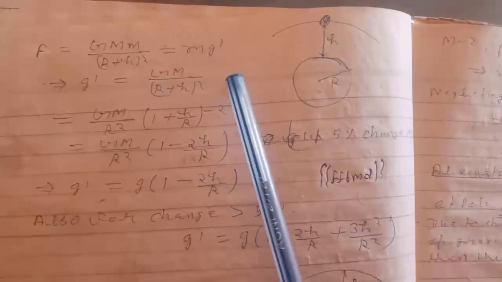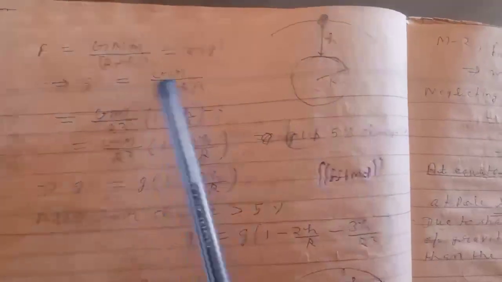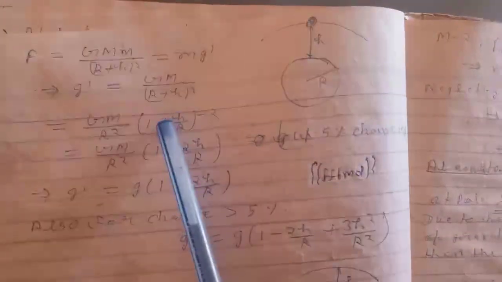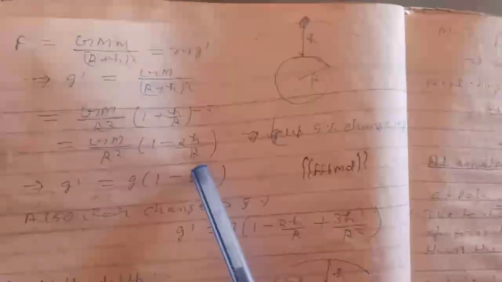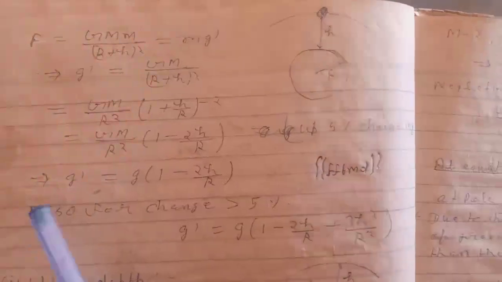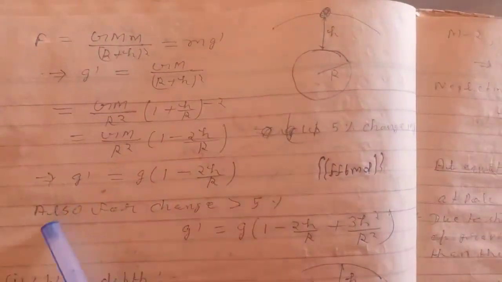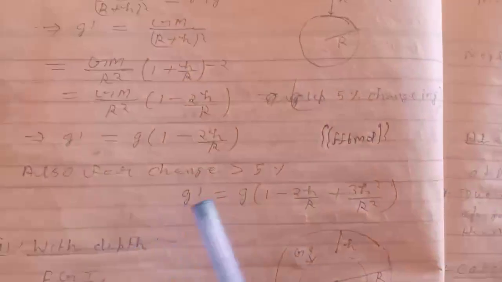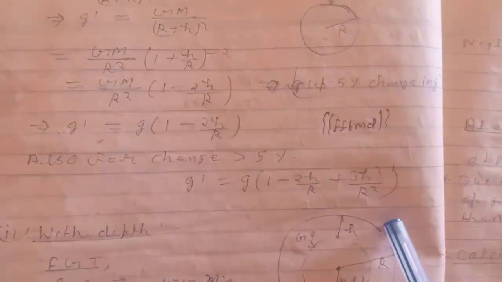This is the mass m, and g dash is equal to G M by (R plus h) whole square, equals G M by R square, taking R square common, so G M by R square into (1 plus h by R) to the power minus 2, or G M by R square times (1 minus 2h by R). This relation is true up to 5% change in the gravitational intensity or acceleration due to gravity. This implies g dash equals g into (1 minus 2h by R). Also for change greater than 5%, g dash equals g into (1 minus 2h by R plus 3h square by R square).